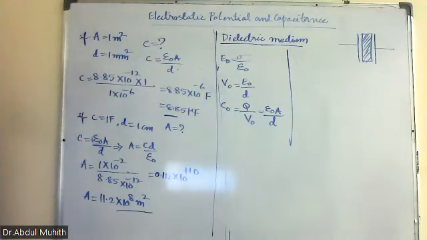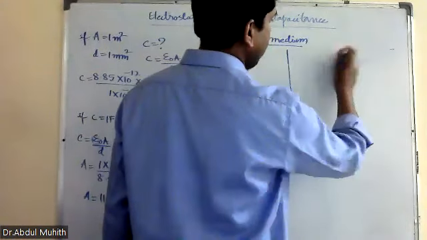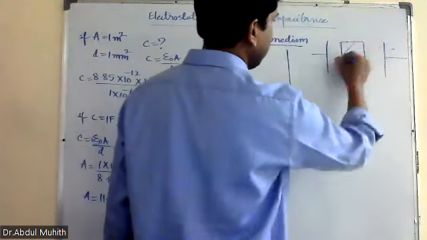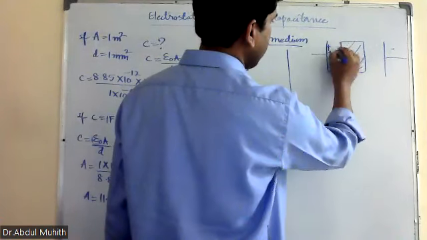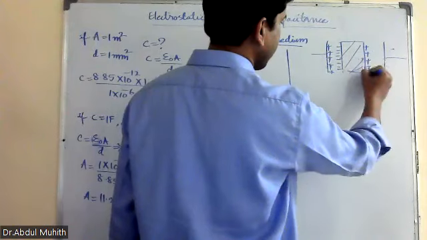Now I want to go with the dielectric medium. In the dielectric medium, what will happen? Carefully see, this is the positive plate. I'll draw it a little bigger so that you will understand. This is the dielectric medium like this. What happens when you place a dielectric medium between the 2 plates of the capacitor?